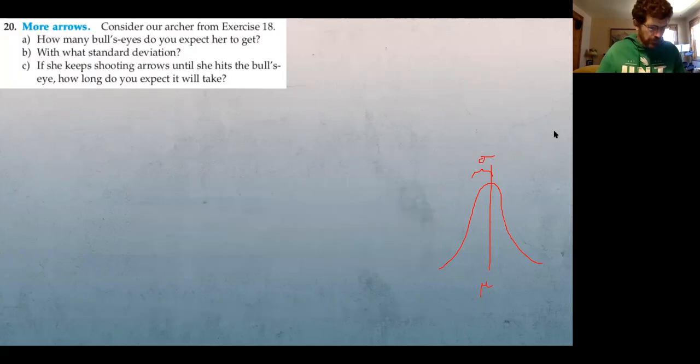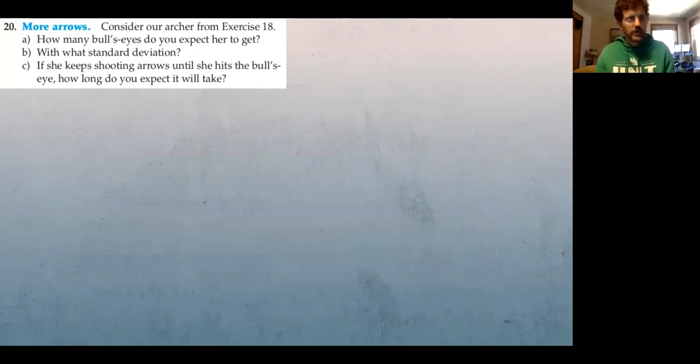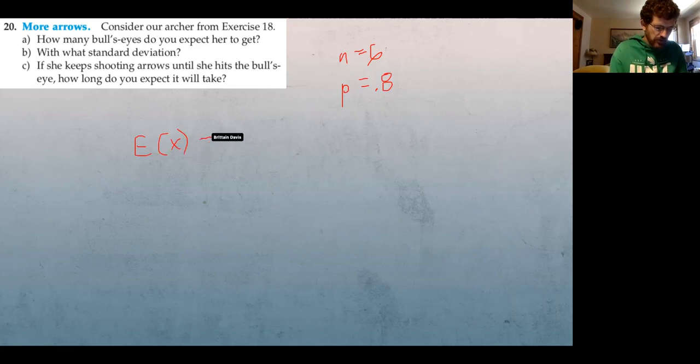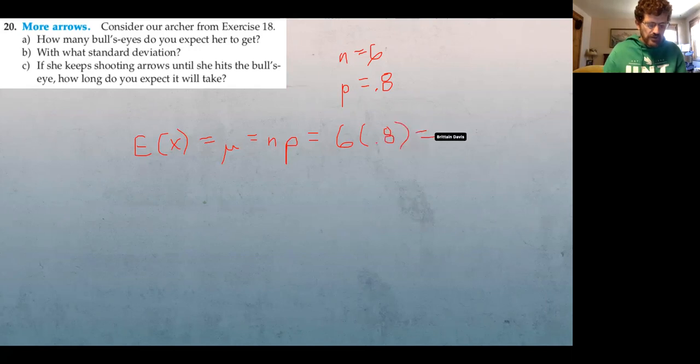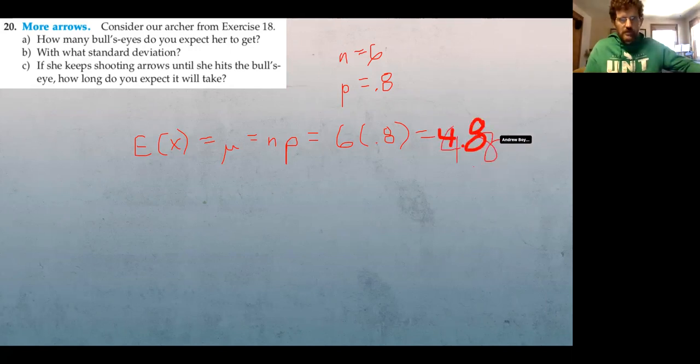All right, so if we look at this one, we're only going to do the first 2 parts of question 20. Our archer that was shooting 6 times, and the probability of success was 0.8, just to remind you. We're going to figure out how many bullseyes we expect her to get. So remember, this is asking really for expected value, which is just the mean. And we already know that's n times p. So, I mean, we got those numbers. It's about as simple as it gets in stats. So there it is. You can write that number in. 4.8. Thank you. All right, so that's the expected value, the mean right there.